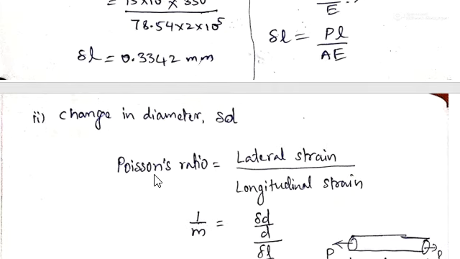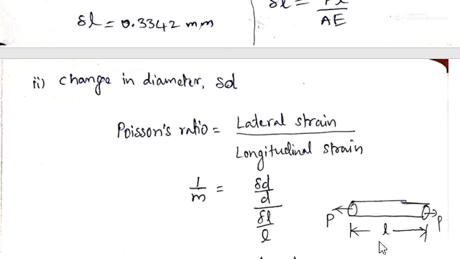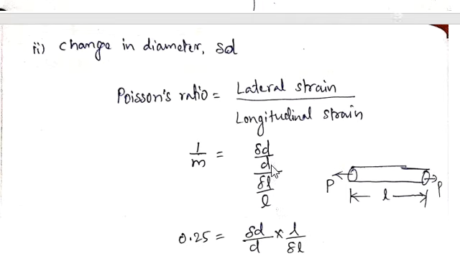So in the next step, we have to find out change in diameter delta D. For that, let us see. We know Poisson's ratio is equal to lateral strain by longitudinal strain. So here the bar is given, a circular bar, and this tensile load is applied like this, means along the lengthwise tensile load is applied. In this case, the strain in lengthwise will become primary strain or longitudinal strain, and strain in the diameter direction will become secondary strain or lateral strain. So we can write lateral strain as delta D by D, and longitudinal strain as delta L by L, and Poisson's ratio 1 by m here.